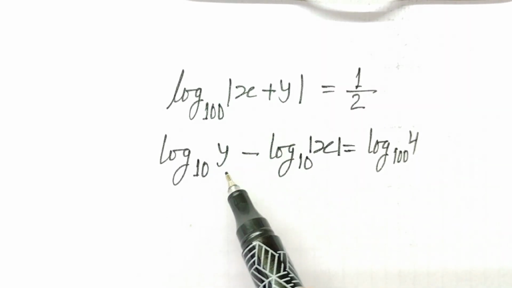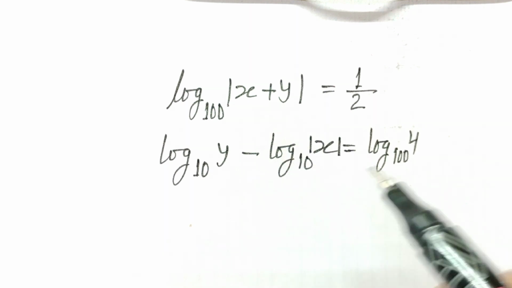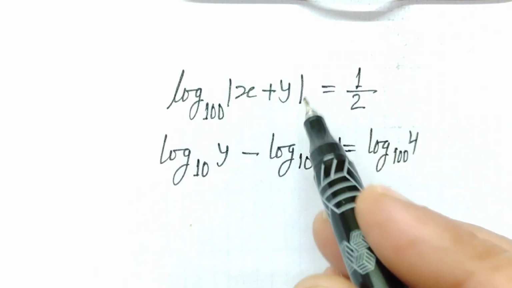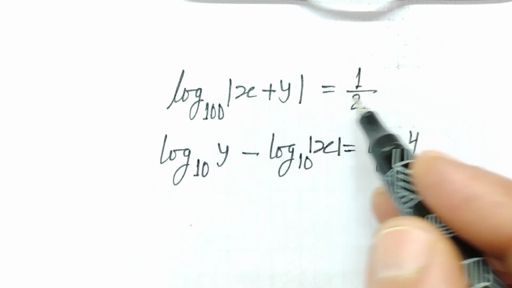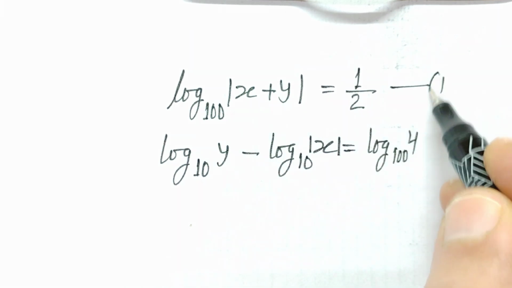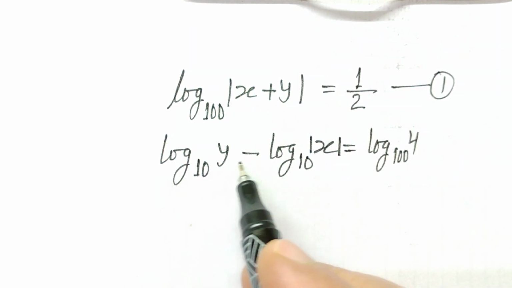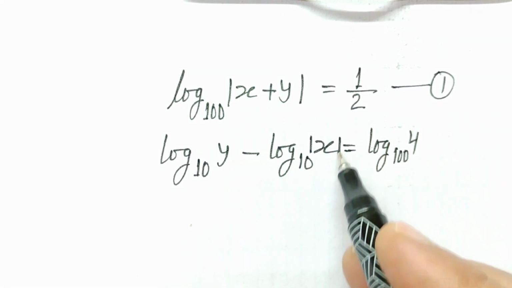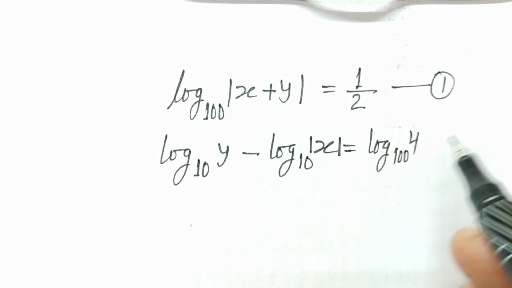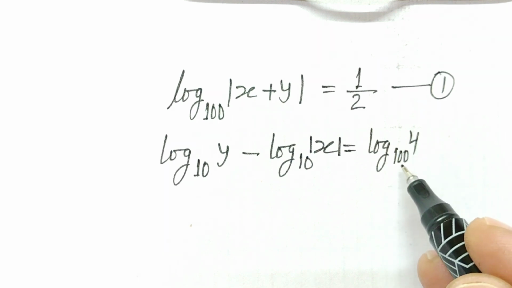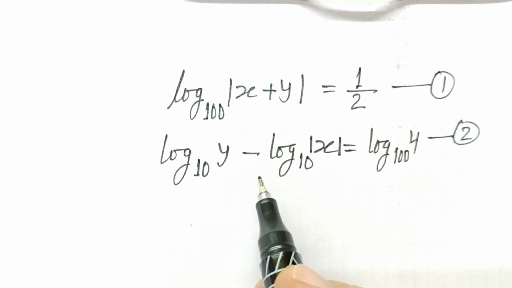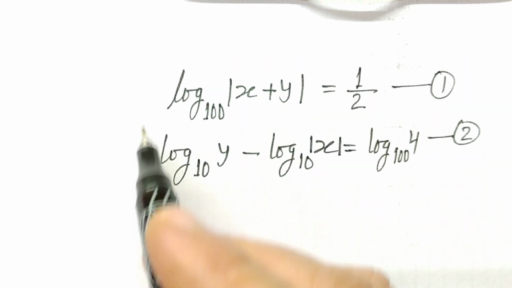Today we have to solve these two nice logarithmic equations. Log of mod x plus y to the base 100 is equal to half, equation first, and log of y to the base 10 minus log of mod x base 10 is equal to log of 4 base 100, equation second. How to solve these two equations?